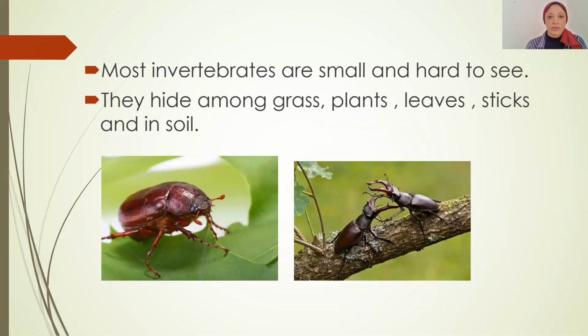Most invertebrates are small and hard to see. They hide among the grass, plants, leaves, or in the soil. As I explained before, invertebrates are very small. It's very hard to see them, and they can hide anywhere, in the soil, below the leaves, plants, grass, whatever.